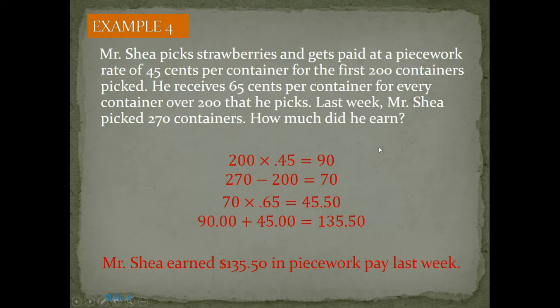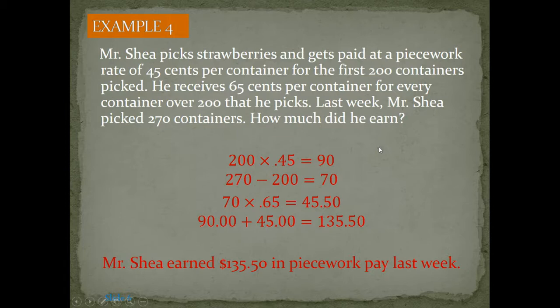So Mr. Shea receives 65 cents per container for every container over 200 that he picks. Last week, Mr. Shea picked 270 containers. So how much did he actually earn? This is where jobs use incentives, you guys. They want you to work harder, so they're going to pay you more for going over on the job that you do.